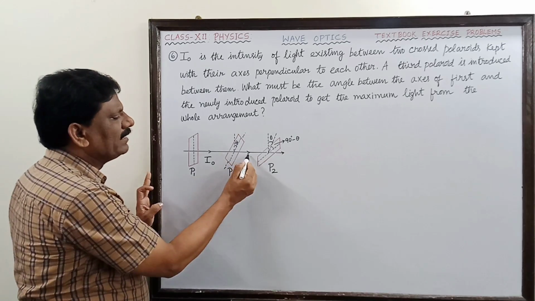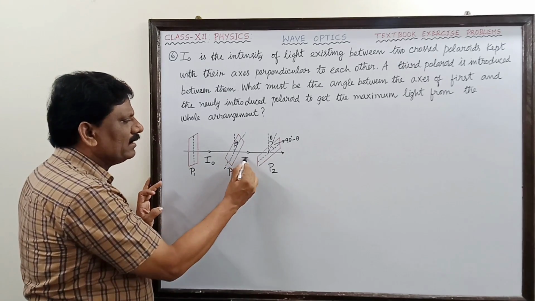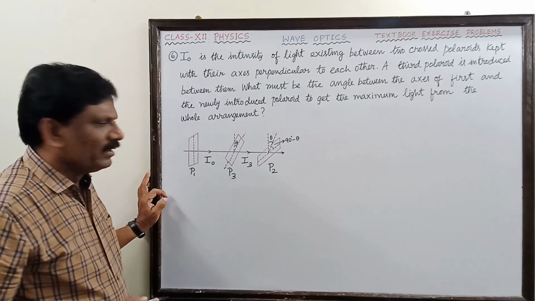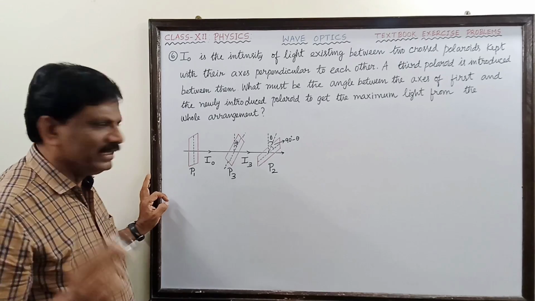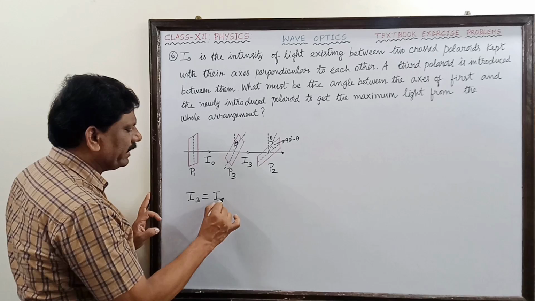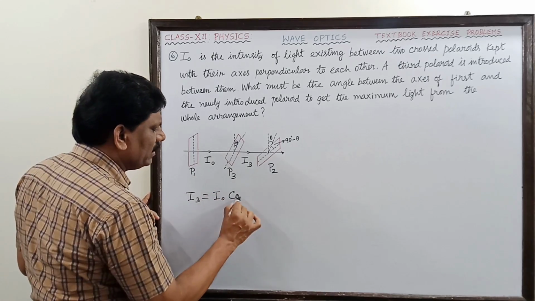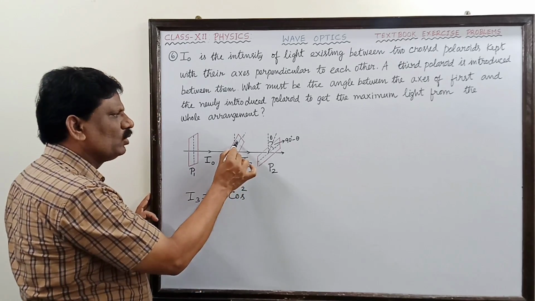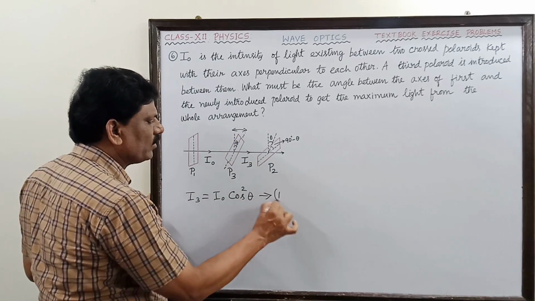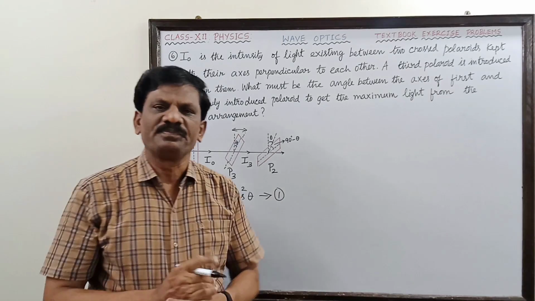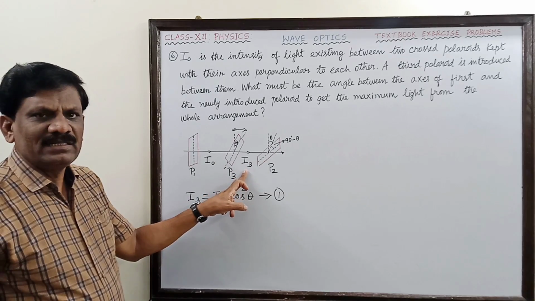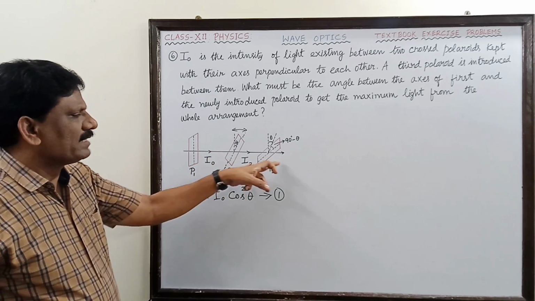Now what will be the intensity of light coming out of P3? Let it be I3. I am going to use Malus law. The intensity I3 is given by Malus law: I3 is equal to I0 into cos square of the angle between the two axes. This angle is theta, so I3 equals I0 cos square theta. This is equation 1, from Malus law. Have you understood first?